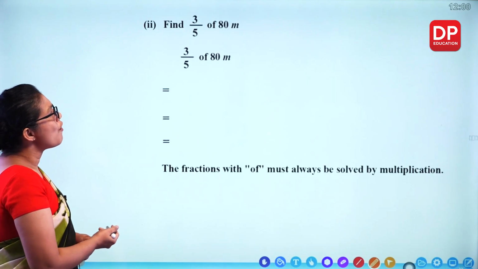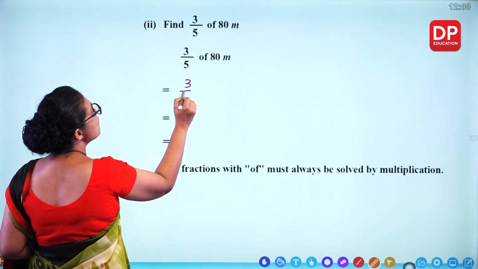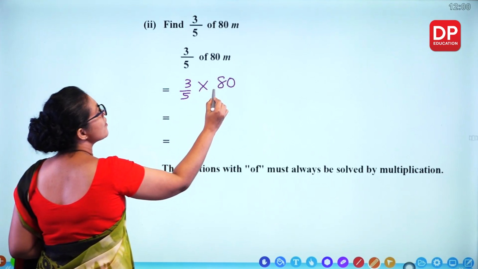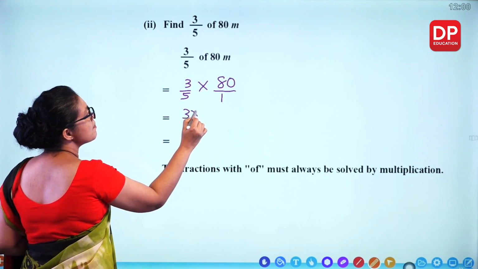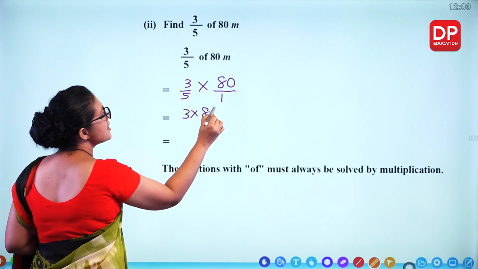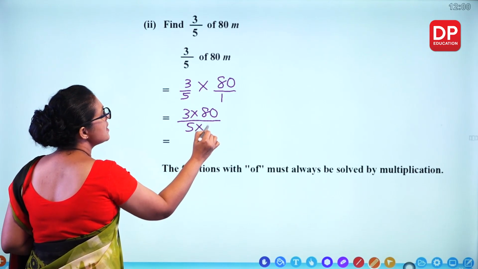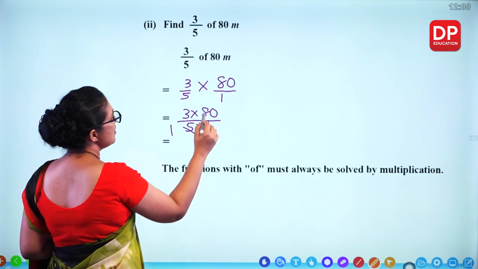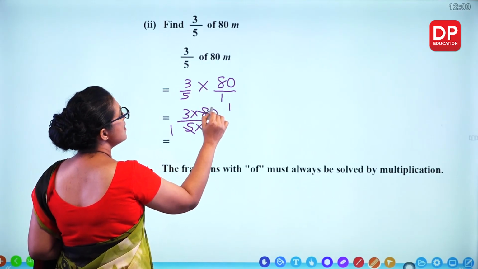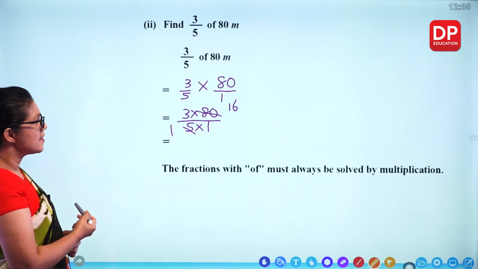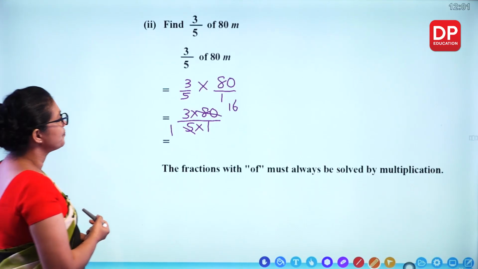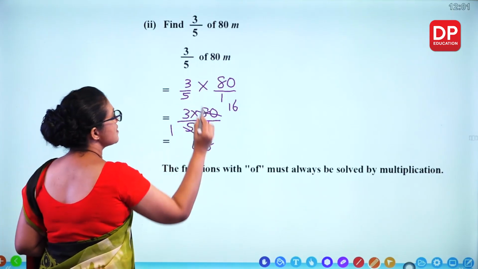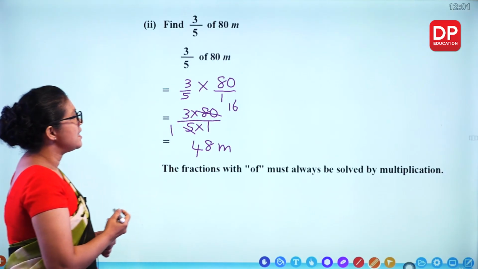Find 3/5 of 80 meters. Now you can write this one as 80 over 1 and multiply the numerator and the denominator separately. Simplify. 5 times 1, 5 times 16, 80. So 16 times 3, 48. Units are meters, so 48 meters.